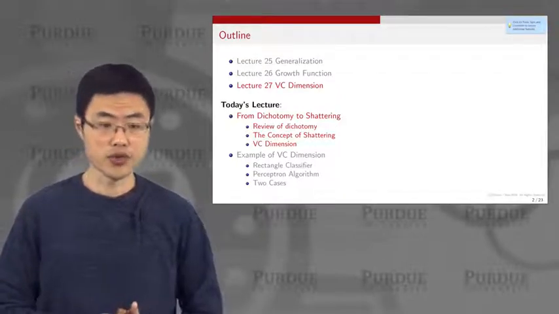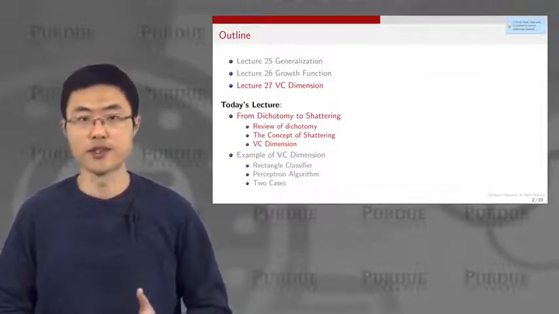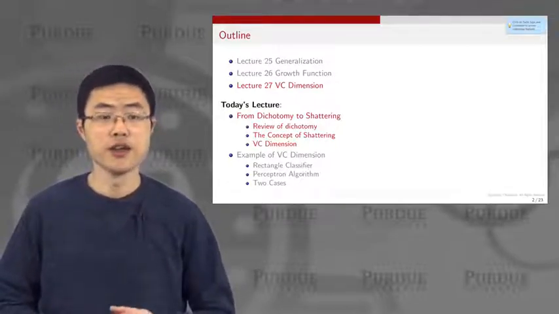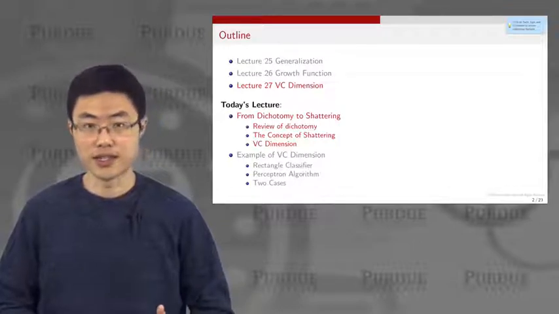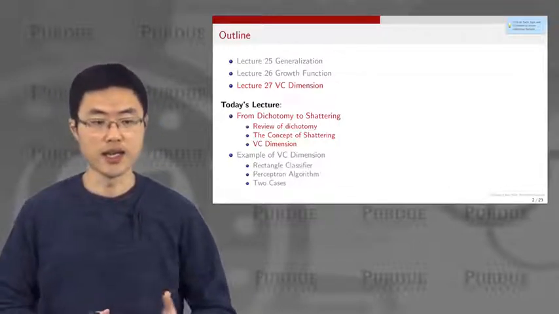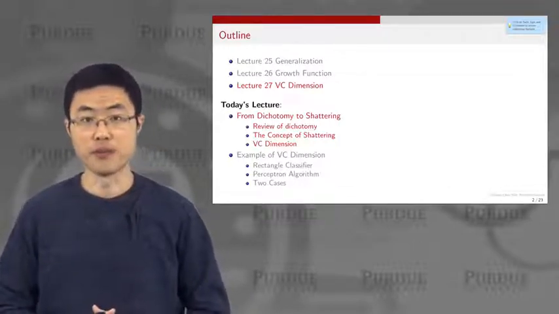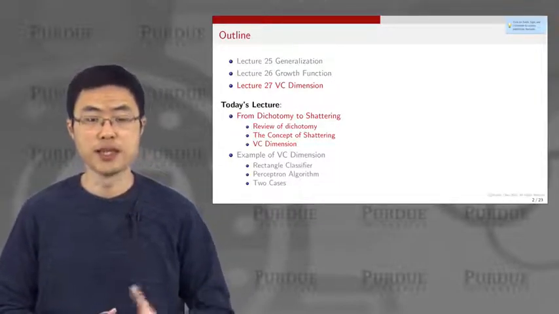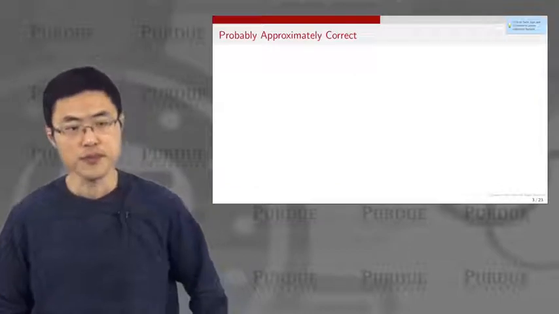In the second part of this lecture, we will spend time discussing several examples of VC dimension. How do we calculate the VC dimension for rectangular classifiers in a 2D space? And how about the perceptron algorithms? And also there are different cases of the perceptron algorithm that we can analyze.